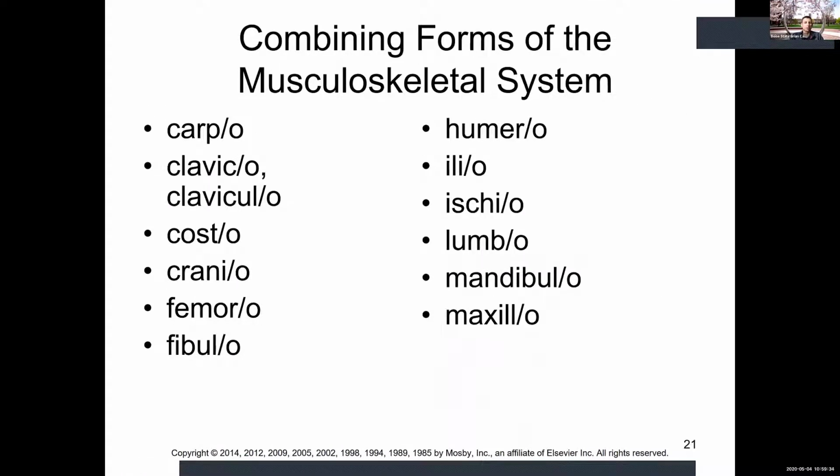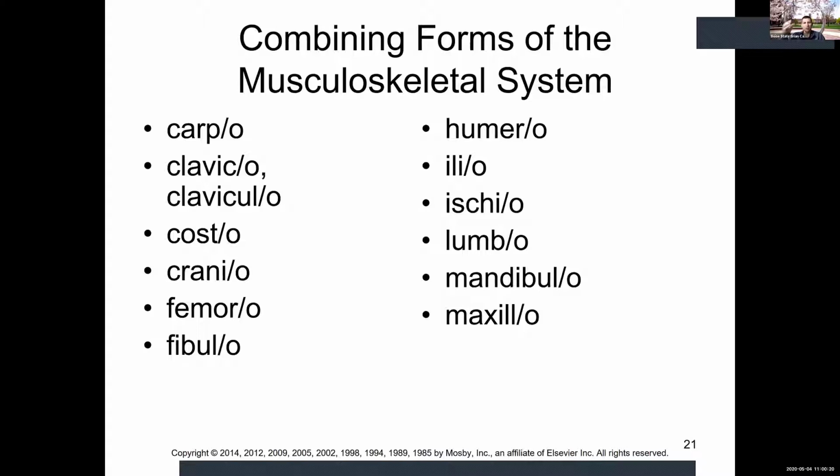Combining forms of the musculoskeletal system. And we see this chart starting on 592 and then over onto 593. We see terms like carp for the carpal, so like of the wrist. We talked about those carpal bones and the metacarpal. So carpo would be referring to that. Clavic for clavicle, again, your collarbones. Claviculo, again, just a combining form or root word in order to talk about things with the clavicles. Costo is dealing with your ribs. So anytime you hear the term cost or costo, that is your ribs.